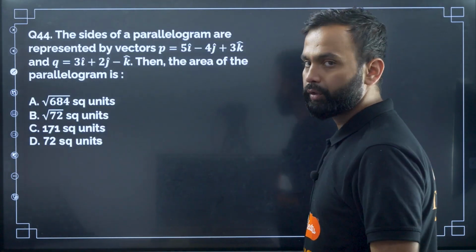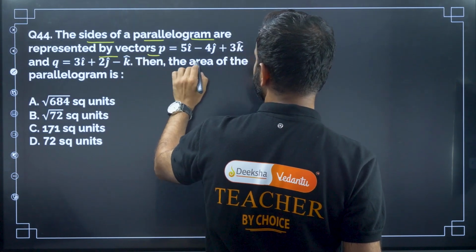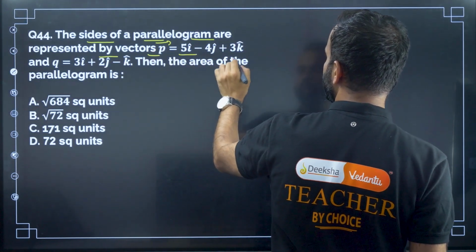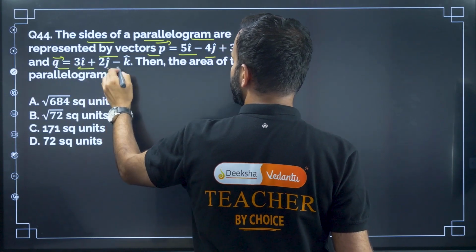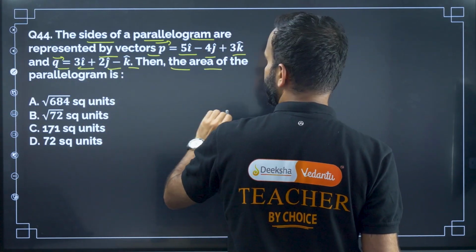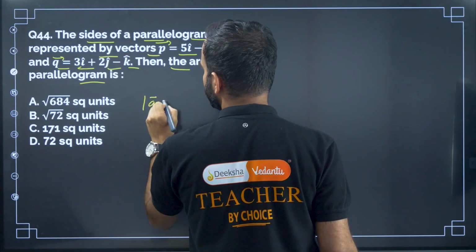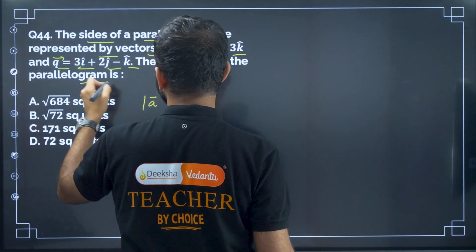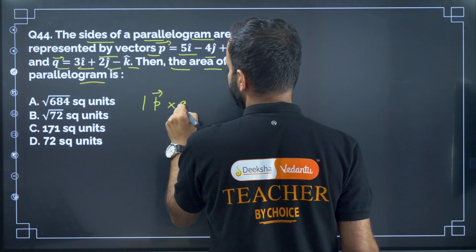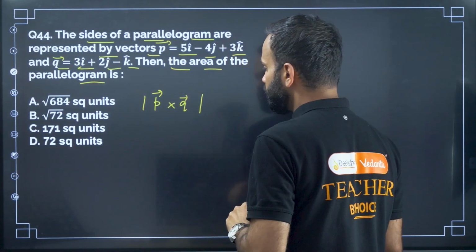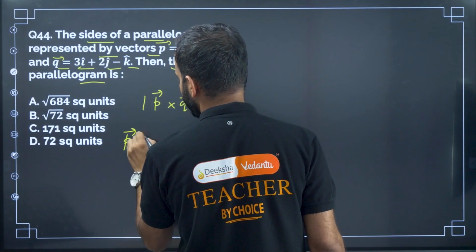Next question, question number 44. The sides of a parallelogram are represented by vectors P vector is equal to 5i cap, 4j cap, 3k cap, and Q vector is equal to 3i cap plus 2j cap minus k cap. Then the area of the parallelogram is the magnitude of P vector cross Q vector. Okay, so now let us find P vector cross Q vector.